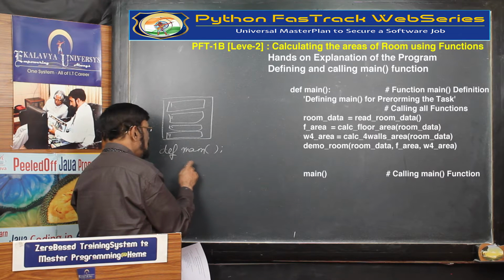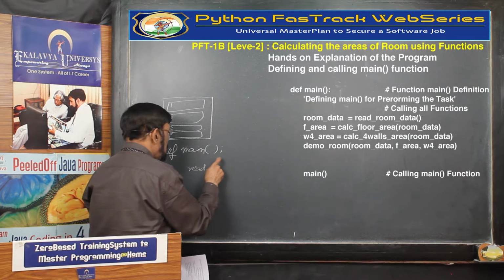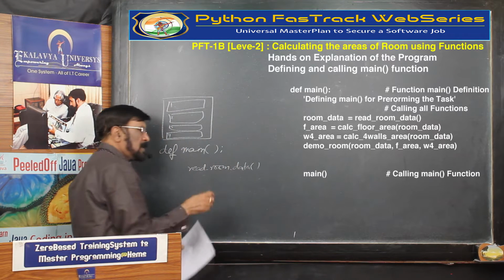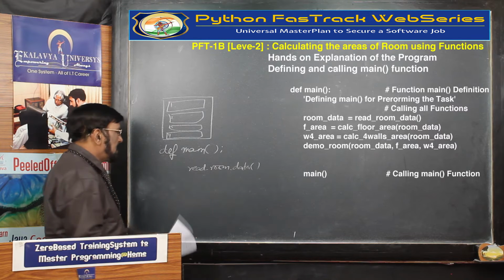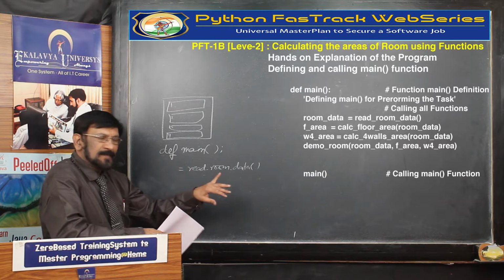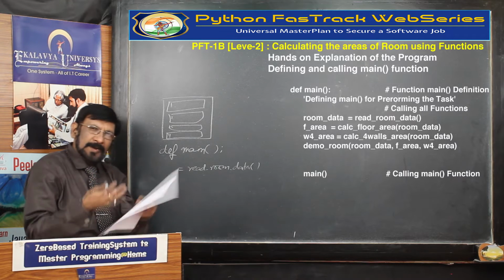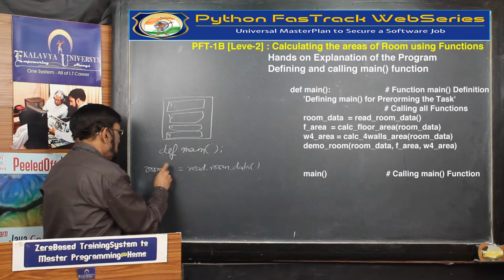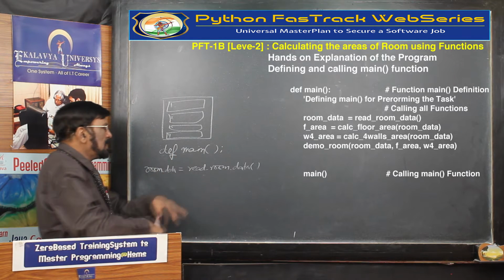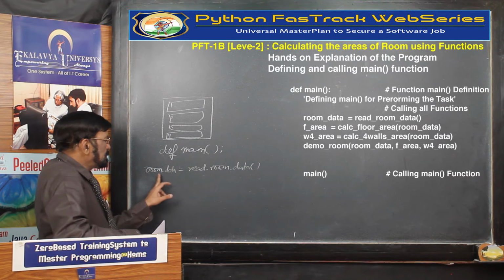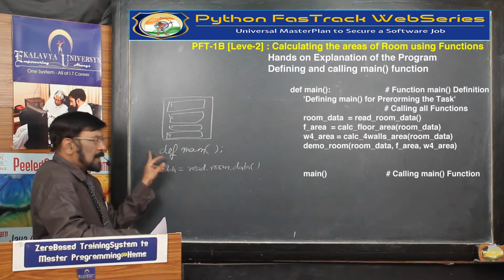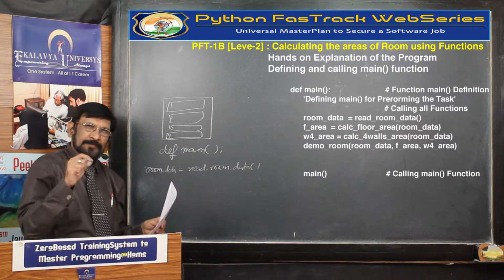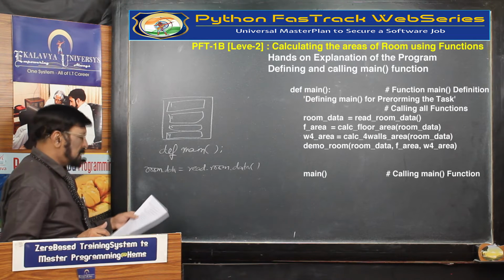What is the first function? Read room data. This is a function. We are not passing any value, but it returns a value. So if somebody returns something, you have to store it. So where are we storing? In room data. It returns a data structure, room data, that we are storing in room data. Here I am not following indentation, but if you see that, you can find the indentation. Because of the congestion of the board I cannot follow perfect indentation. That point you have to understand.